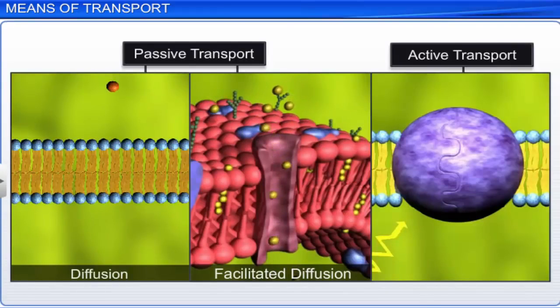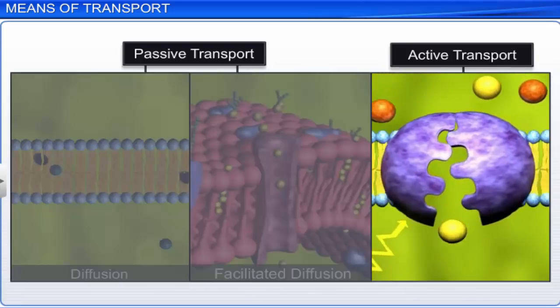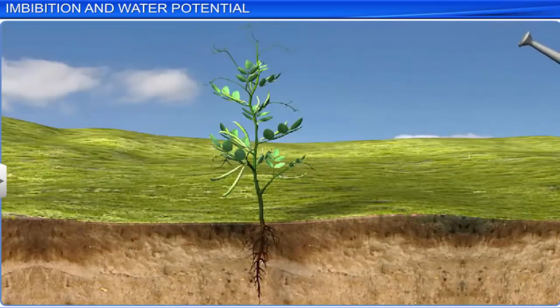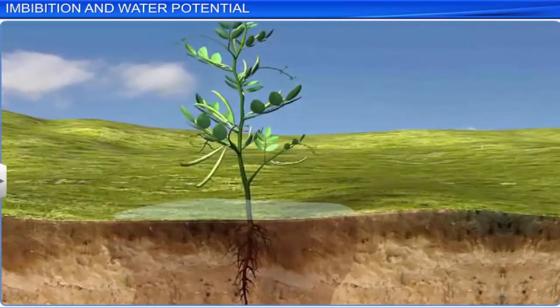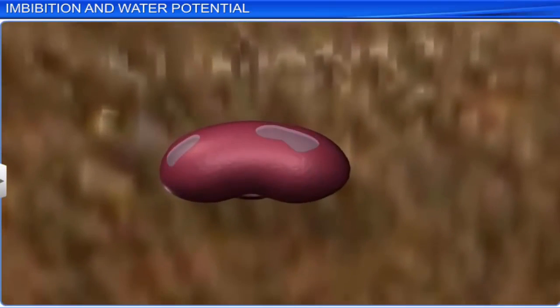Of all the means of transport discussed, both diffusion and facilitated diffusion always take place along a concentration gradient and without the expenditure of any energy, whereas only active transport uses energy. Plants need to be watered. However, have you ever wondered how seeds absorb water in the first place?